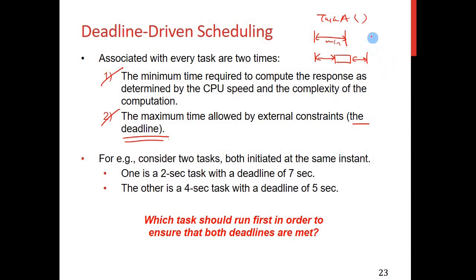So I must be able to specify some deadline. Once I start a task, I must complete it within a specific deadline. And what is the worst case scenario considering the fact that I could be preempted by other tasks or interrupts? So let's consider two tasks. One is a 2-second task with a deadline of 4 seconds. The other is a 4-second task with a deadline of 5 seconds. So which task should run first in order to ensure that both deadlines are met?